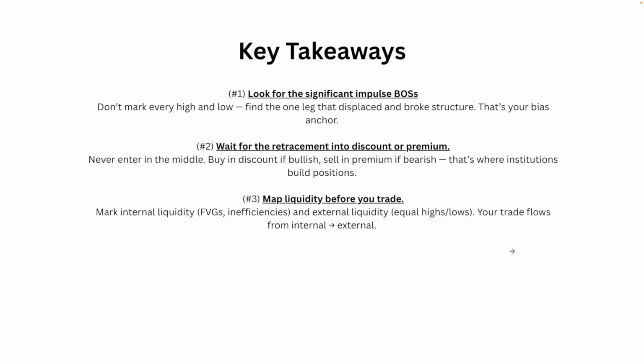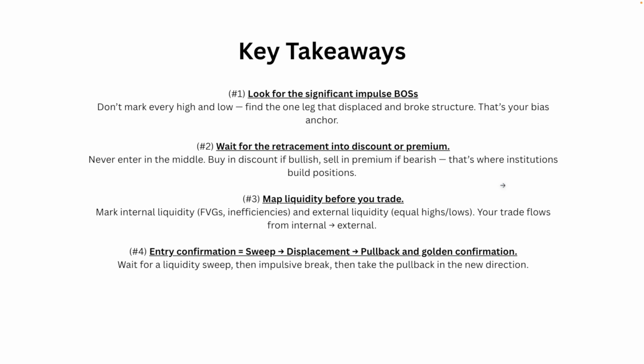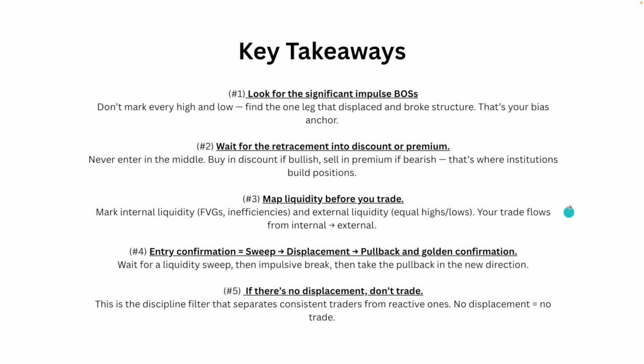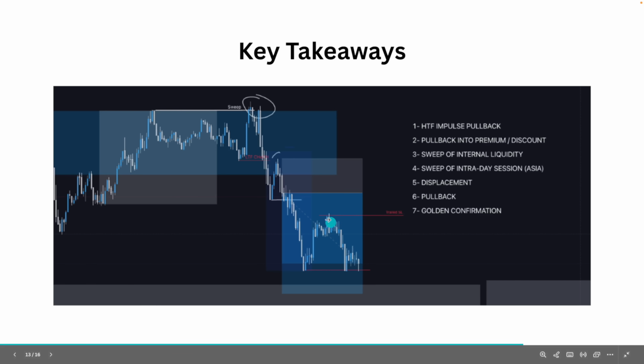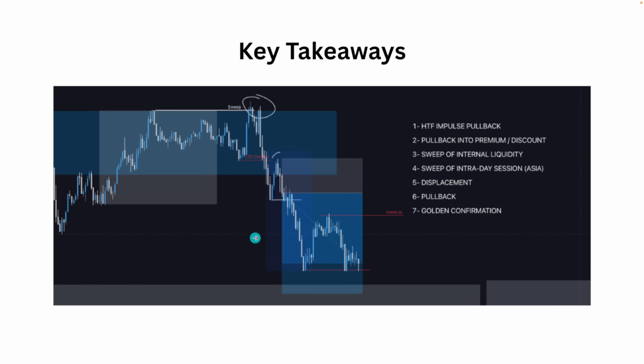Again, mapping liquidity is going to be just as important, because the institutions always like to step in when there's some sort of sweep, whether it's internal or external, but in this particular case, we're looking at internal structure. The next confirmation you want is always waiting for that sweep, the displacement, so the lower time frame change of character, the pullback, and then finally the golden confirmation. And the final little tip that I've got for you is if there's no displacement, do not trade. This is an exact example that we went through as well.